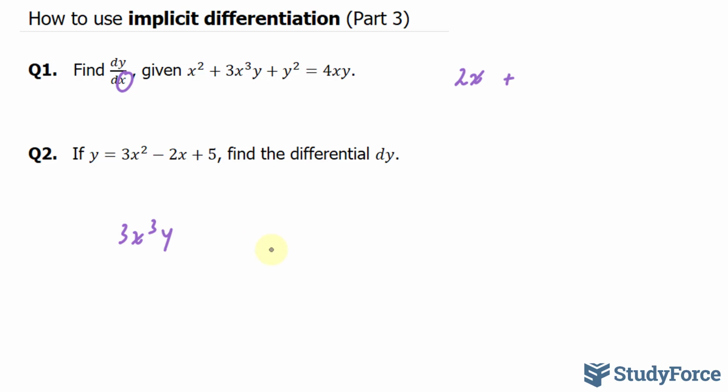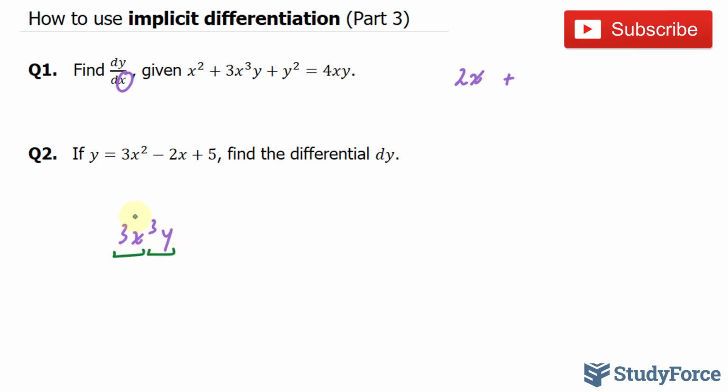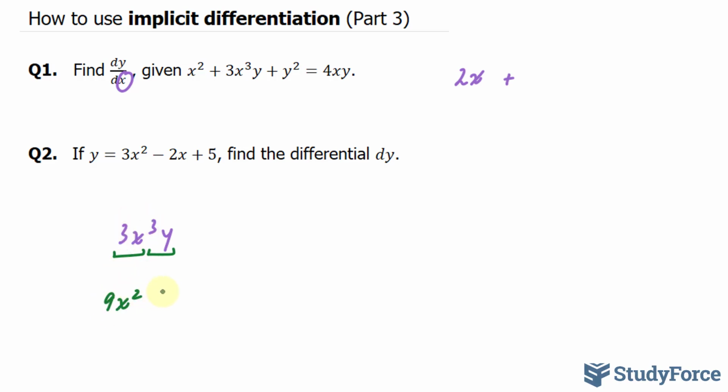3x to the power of 3y. The 3x cubed is my first function, and y is my second function. I'll find the derivative of 3x cubed, multiply it to y, and then add the derivative of y to 3x cubed. The derivative of 3x cubed is 9x squared y, plus, I'll leave this the way it is, and find the derivative of y, which is 1 dy over dx. So I'll take this whole expression and place it right here.